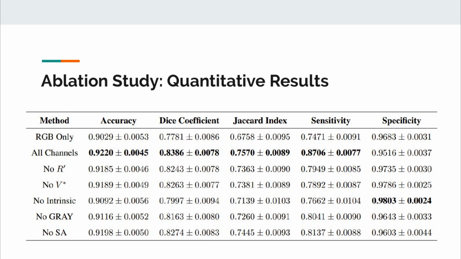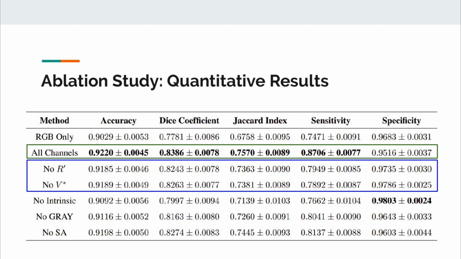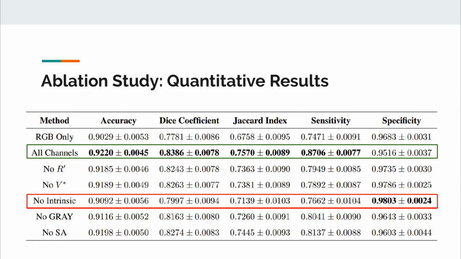The quantitative results show that all channels yields a considerable performance improvement over RGB only. Next, we observe that dropping the R- and V* channels lead to minimal segmentation performance drops, and this can be explained by the fact that these are fairly easy transformations for the network to learn. On the other hand, dropping the intrinsic channel leads to the largest degradation in segmentation performance, indicating that it might be difficult for the network to learn the specific transformation.